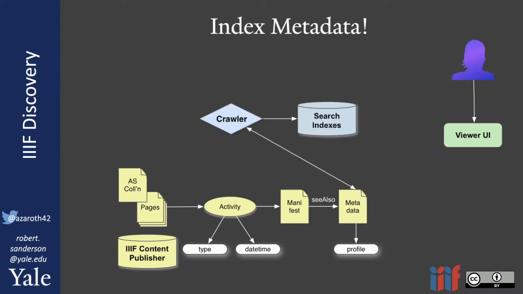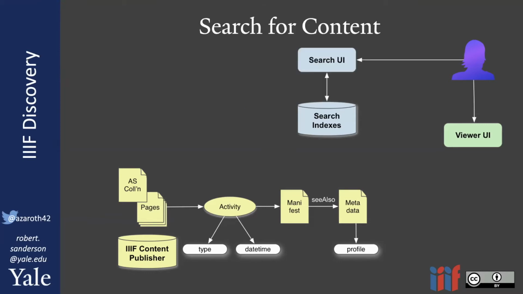So then the crawler instead should index the metadata because it will be able to process that much more effectively rather than the presentation intended strings in the manifest. We can then build a search user interface on top of those indexes. The user searches the indexes and can use a viewer to render it.